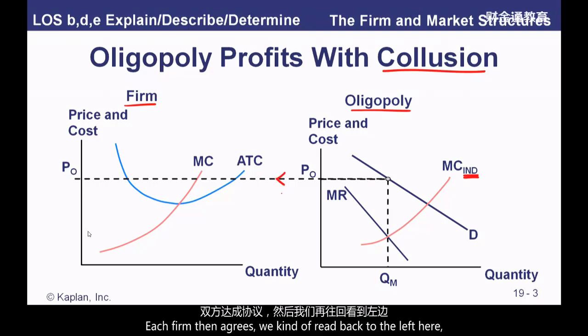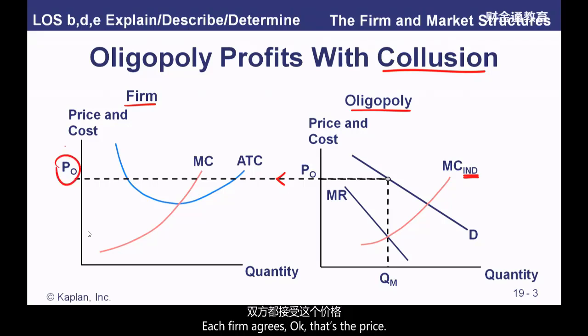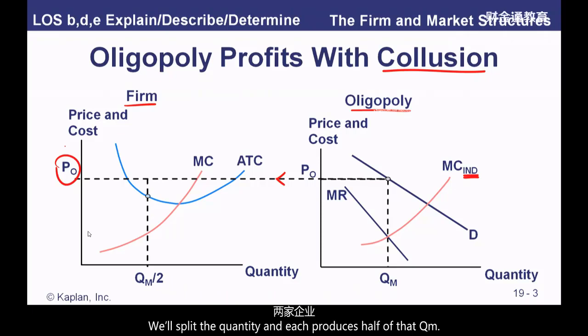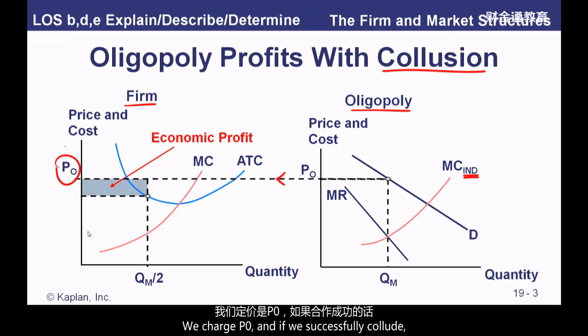Each firm then agrees, we kind of derive back to the left here, each firm agrees, okay, that's the price. We'll split the quantity, so QM is the total amount. We'll split the quantity and each produce half of that QM. We'll charge P0, and if we successfully collude, hopefully it ends up as a profit. Otherwise, it was a terrible agreement to come to.